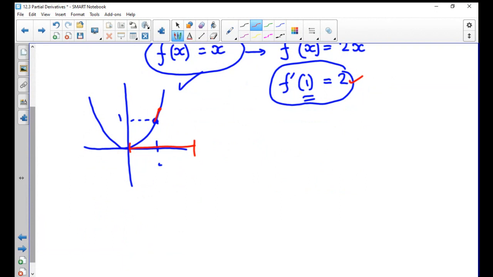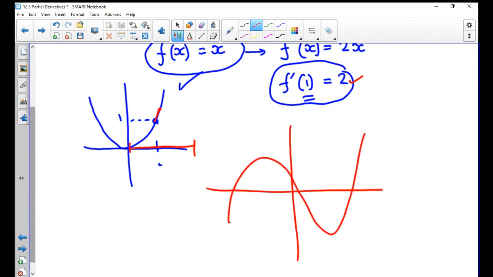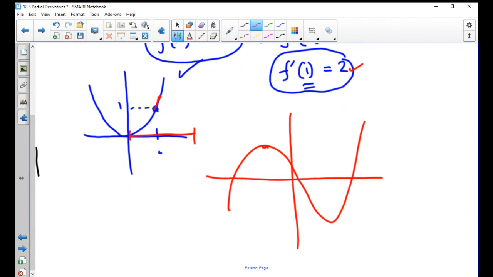Also, if the derivative is 0, that means at that point maybe we have a local maximum, maybe we have a local minimum, and possibly it's neither maximum nor minimum. So the derivative is extremely important when you study functions. Okay? Now, that's the general idea regarding the derivative.